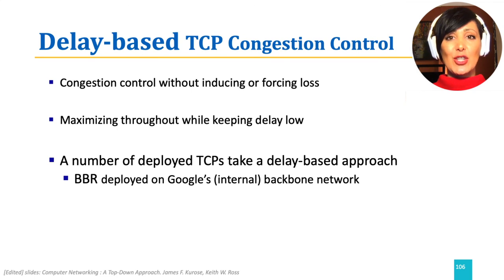Delay-based congestion control mechanisms, which are alternative congestion control mechanisms for TCP, try to avoid congestion and maximize throughput by measuring RTT and trying to keep it low with controlling the rate of transmission. TCP Vegas and BBR are examples of TCP deployments which use this method.